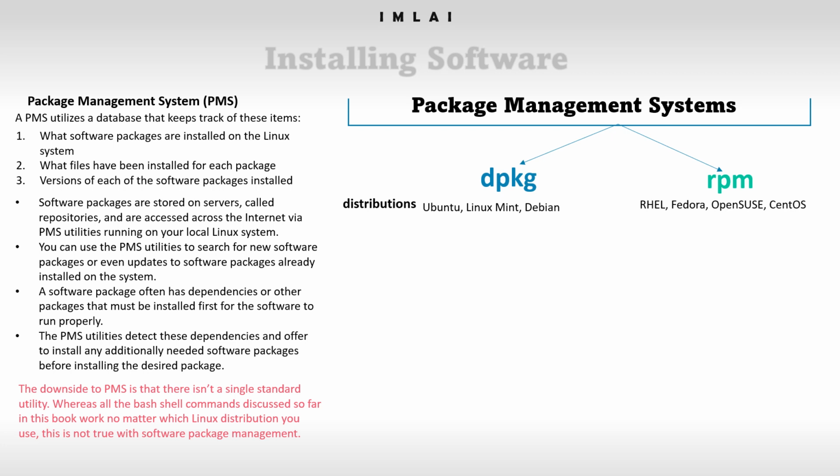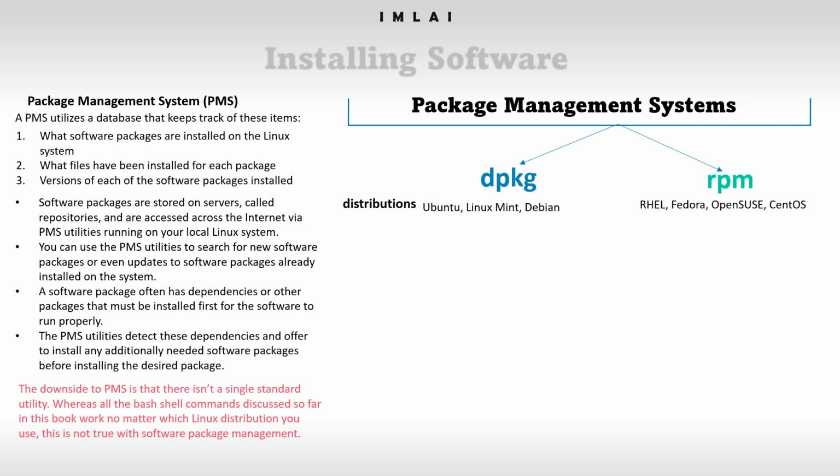On the other side, we have Red Hat Enterprise Linux and Red Hat based distributions such as Fedora, openSUSE, Mandriva, and CentOS, which use the RPM command at the base of their PMS, similar to the dpkg command. The RPM command can list installed packages, install new packages, and remove existing software.